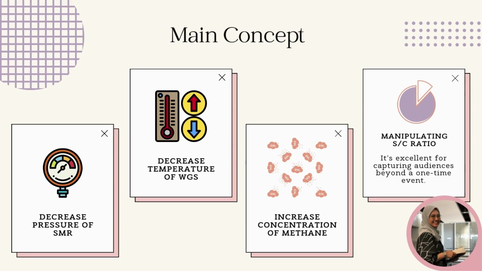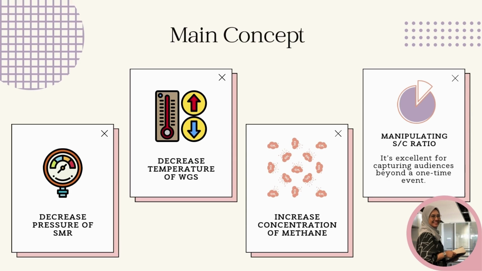The first strategy is to decrease the pressure of SMR. Based on Le Chatelier's principle, when the pressure is decreased, a counteraction will happen to increase the pressure back by shifting the reaction towards the product side. Hence, there is an increment in hydrogen production. However, the pressure must not be lower than 20 atm.